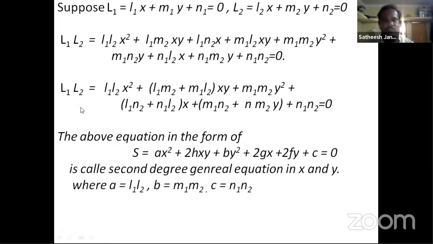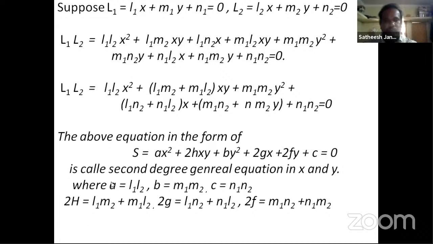Comparing the coefficients on both sides, the x square coefficient is a, where the x square coefficient is l1 l2. Always small a value is l1 l2. Next, the coefficient of y square is b, where the coefficient of y square is m1 m2. So b is equal to m1 m2. Next, the constant value is c, where the constant value is n1 n2.